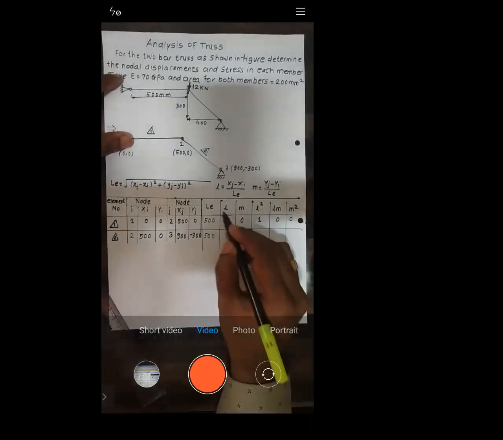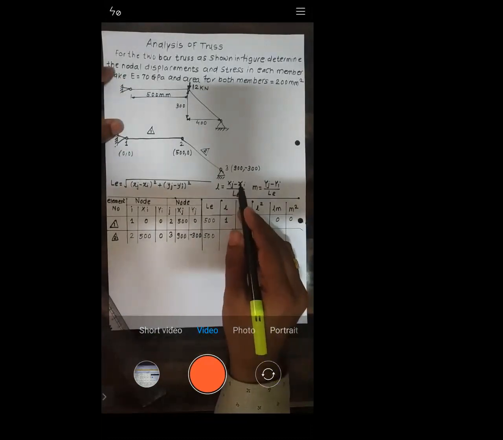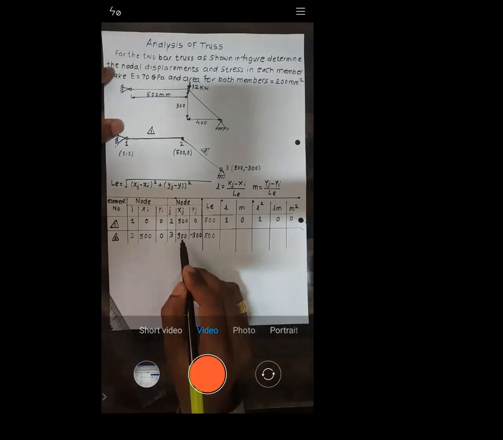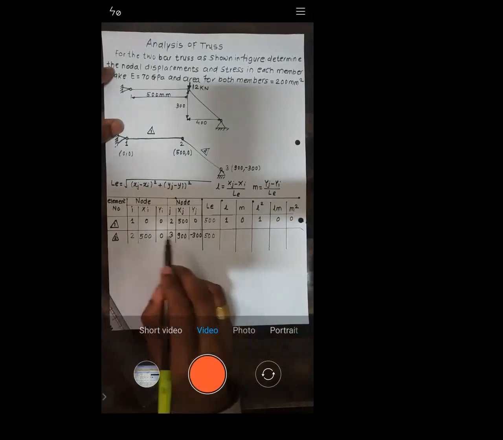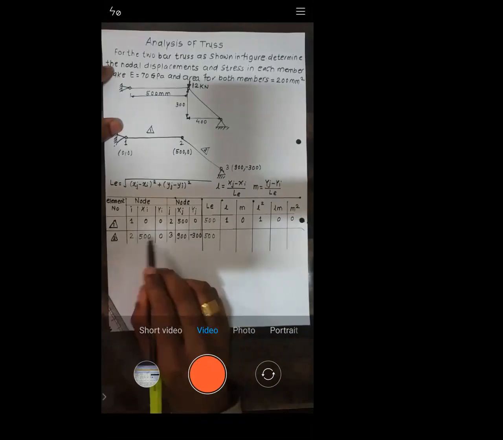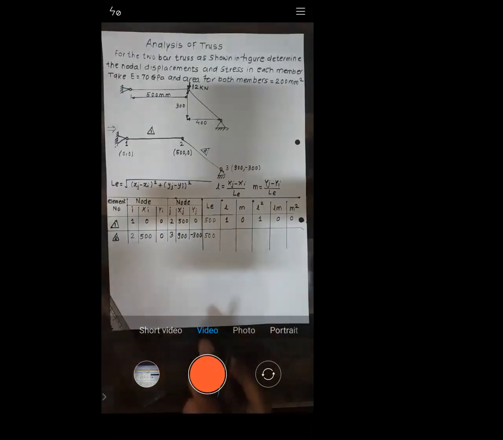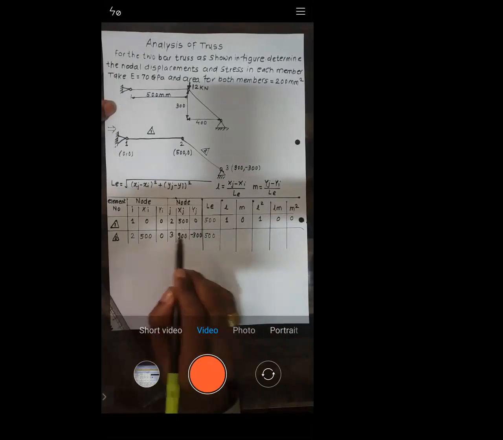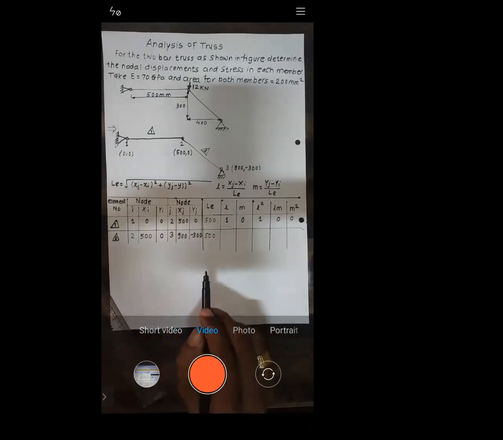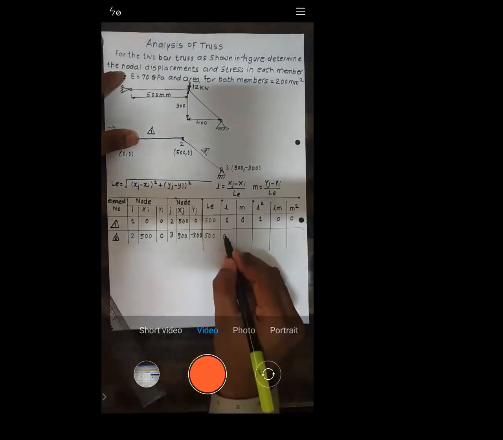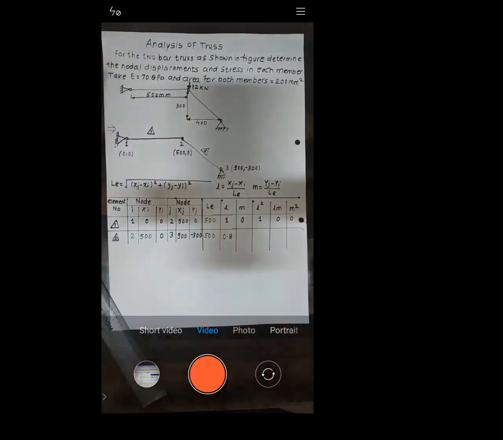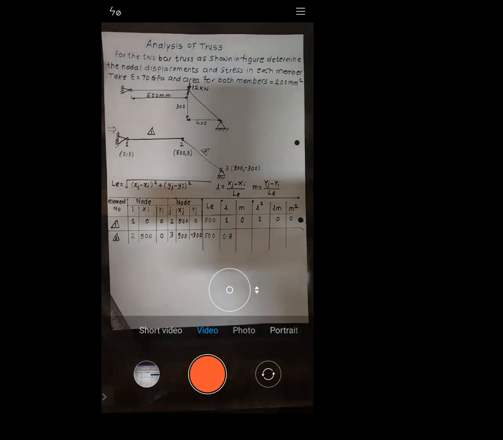Now calculate L. How will you calculate L? What is the formula for L? Xj minus xi. What is xj? 900. 900 minus xi. What is that? 500. 900 minus 500 by 500. Tell me. 900 minus 500 by 500. 0.8. Okay. Next.